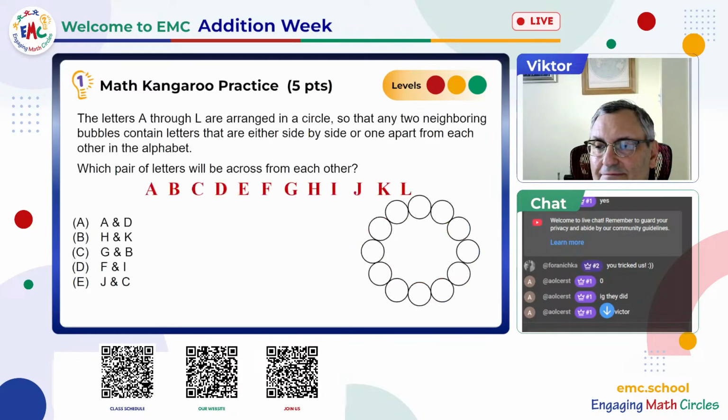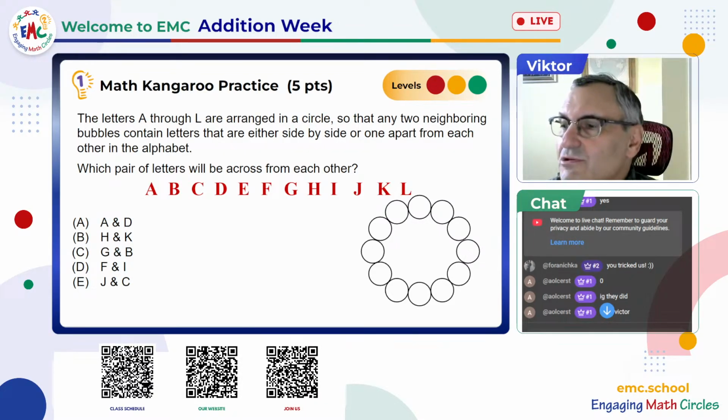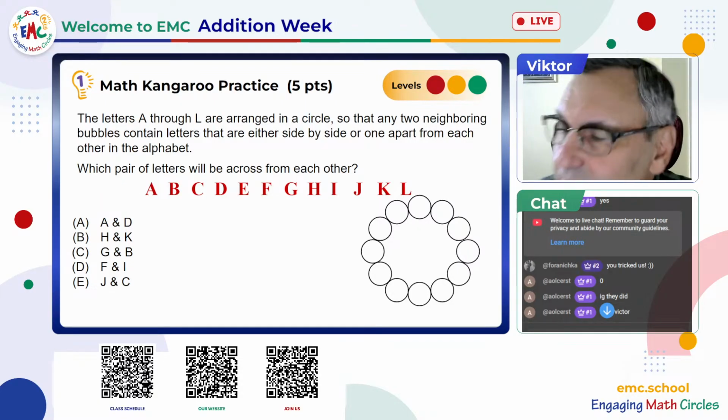Let's look at this one here. Your turn to read, Sir Victor. All right, with pleasure. The letters A through L are arranged in a circle so that any 2 neighboring bubbles contain letters that are either side by side or one apart from each other in the alphabet. Which pair of letters will be across from each other?